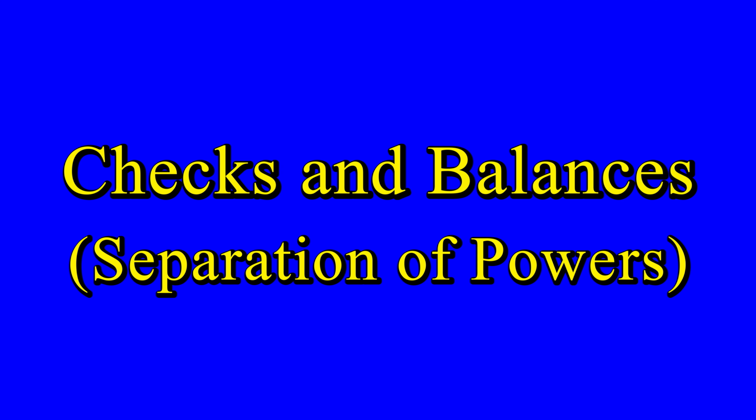What stops one branch of the government from becoming too powerful? The answer is checks and balances. Checks and balances, also known as separation of powers.